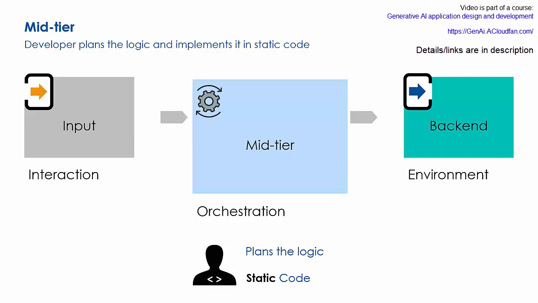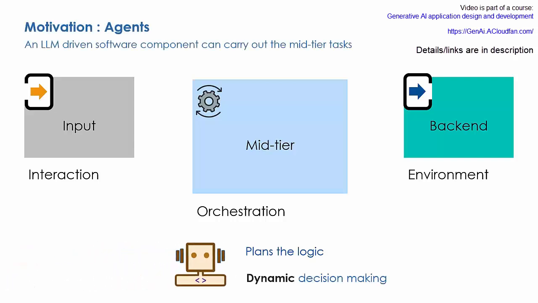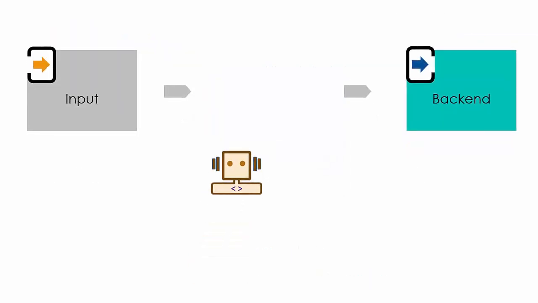The idea behind the agent is that the static code for the orchestration can be replaced by an agent that at runtime plans the logic and utilizes the backend for fulfilling the application task. Think of an agent as a software component that uses an LLM as its brain. Let's dive deeper into this idea.